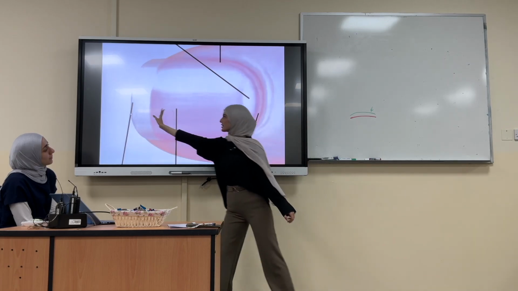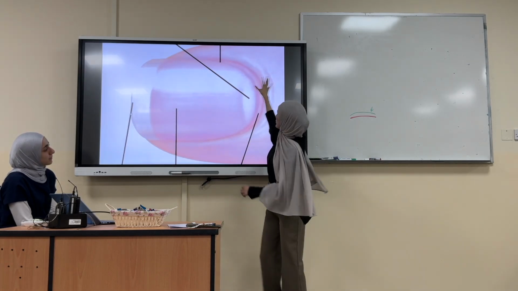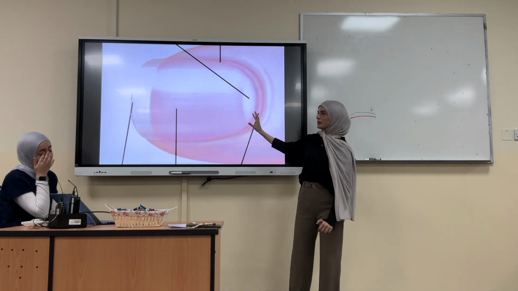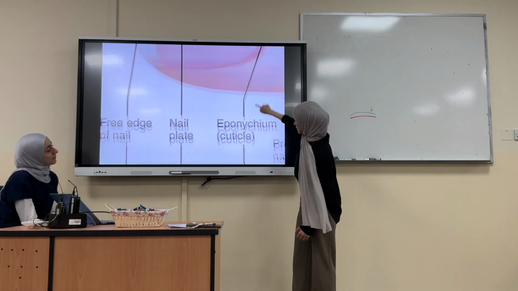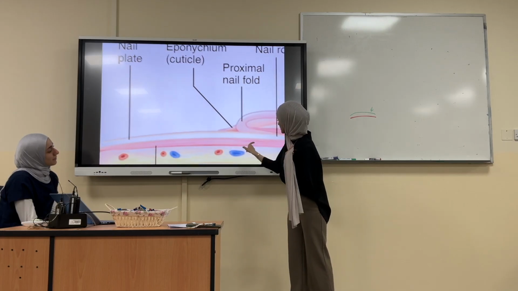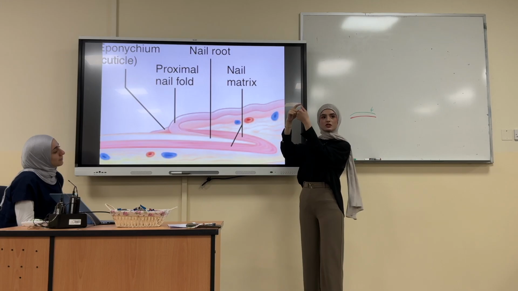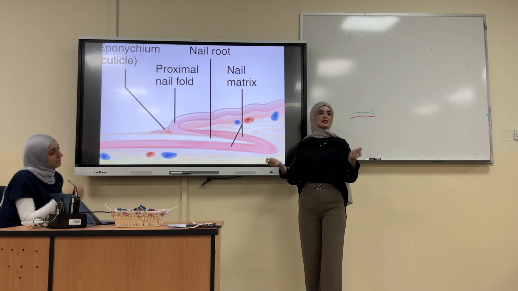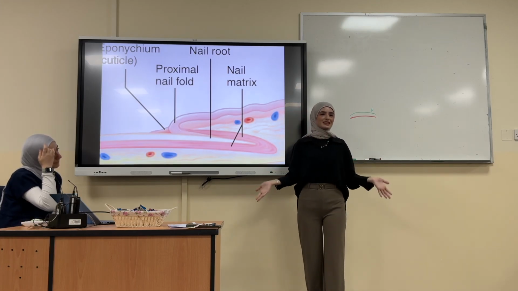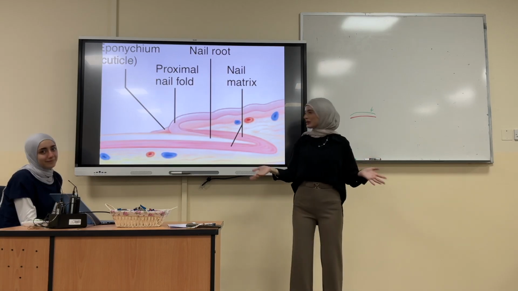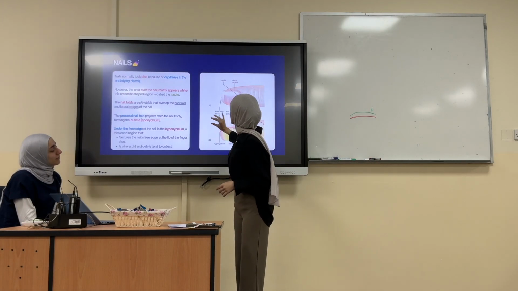We're not talking about the free edge. We're talking about here. The nail matrix is, if you look down, where is the nail matrix? All the way in the back, here. It's not on the free edge. It wouldn't make sense to cut your nail matrix. Then where will you get nail from? Right? Where will the nail grow? Tamam? So, any other questions?